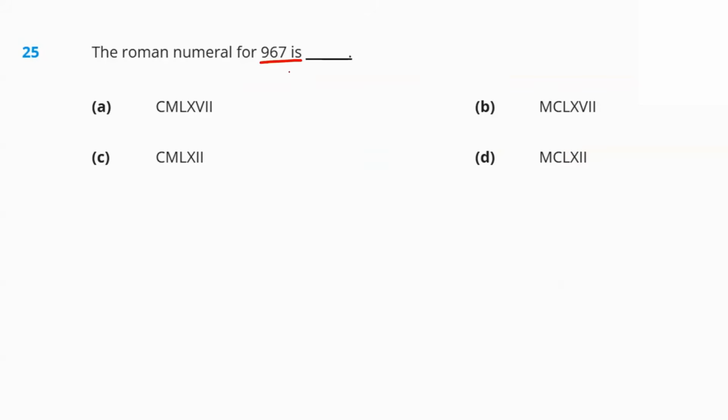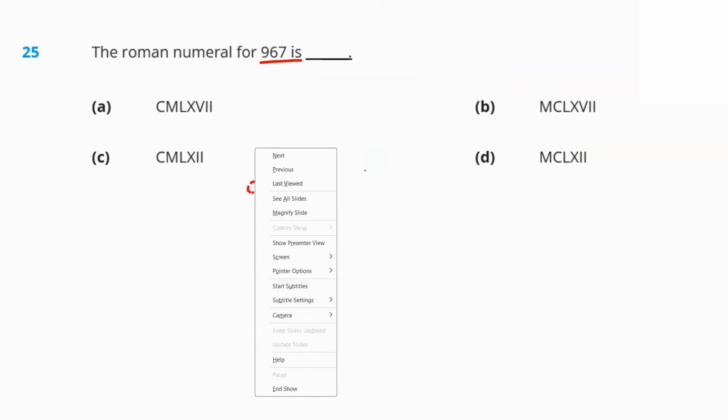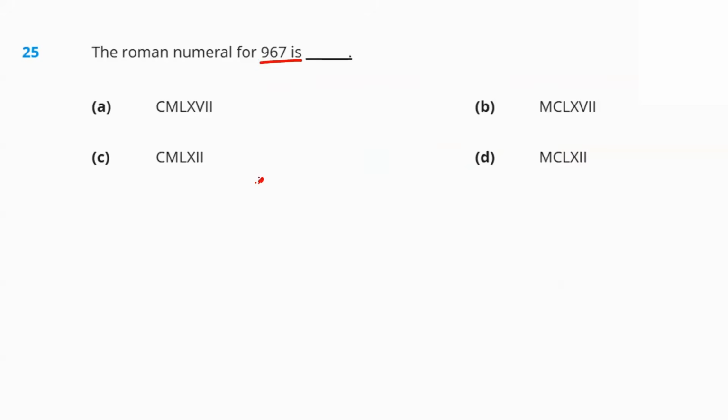Writing the Roman numeral for 967. For 900, we need to subtract 100 from 1000. So CM. For 60, we need 50 plus 10. That's 60. And for 7, we need 5 plus 1, 6 plus 1, 7. So that's the Roman numeral. So option A is the answer.